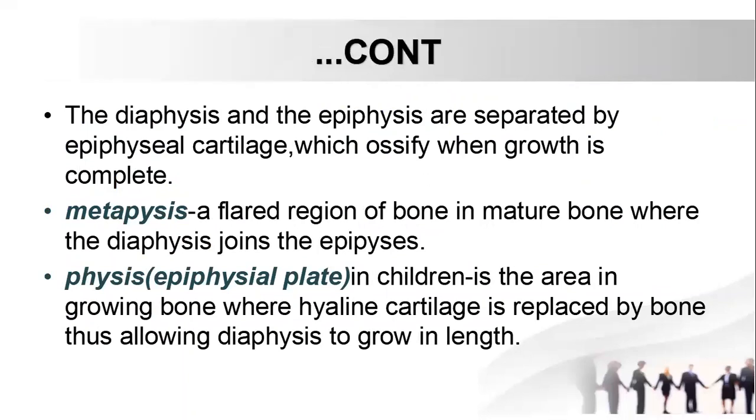Proceeding with that, the diaphysis and the epiphysis are separated by epiphyseal cartilage, which ossifies when growth is complete. We also have some additional information: the metaphysis is a flared region of bone in mature bone, where the diaphysis joins the epiphysis. So consider the term in mature bone where the diaphysis joins the epiphysis.